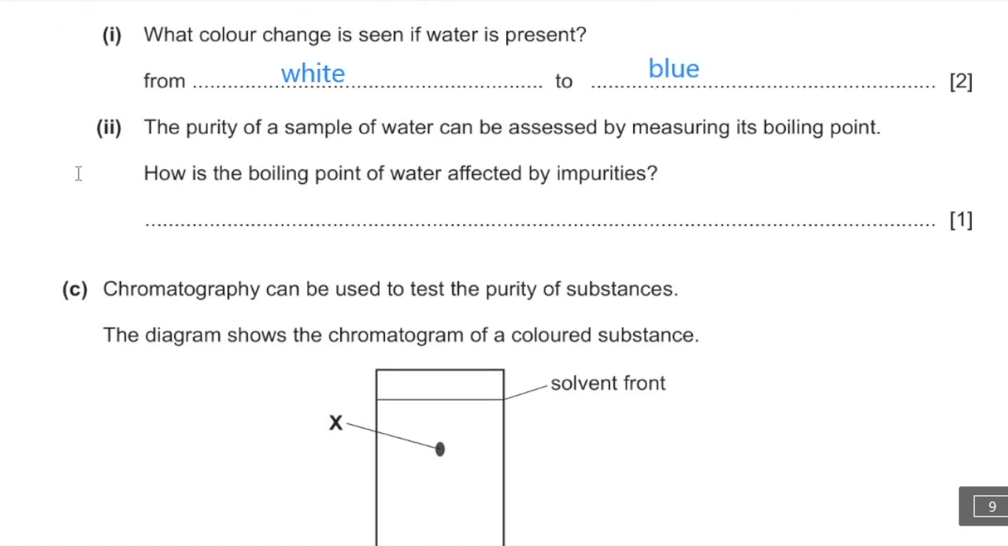2. The purity of a sample of water can be assessed by measuring its boiling point. How is the boiling point of water affected by impurities? The boiling point of water increases due to impurities.